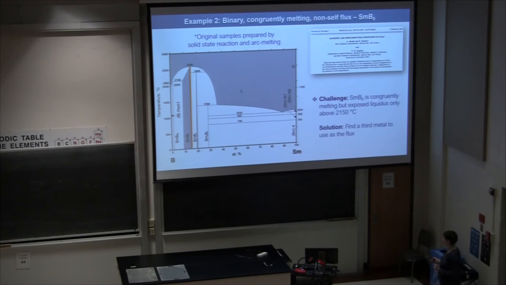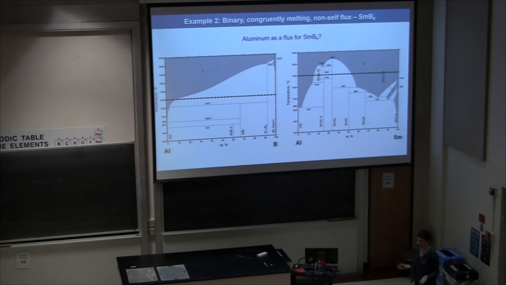So here we have the aluminum boron phase diagram. Now we have two phase diagrams we need to consider. We got rid of the samarium boron phase diagram, but now we need to look at each of those metals with respect to our third flux, which is aluminum. We see that below 1200, we have limited solubility of boron in aluminum, but we have decently good solubility of samarium in aluminum. Just to orient you, this is 100% boron, 100% samarium. This is 100% aluminum. Sorry, actually, we should be looking over here. This is the limit where we have a small amount of samarium and mostly aluminum.